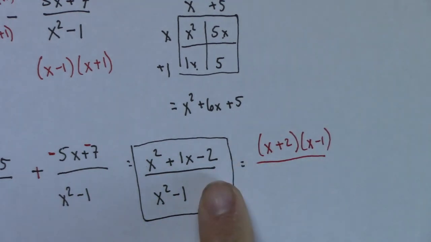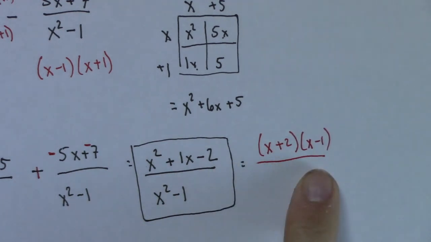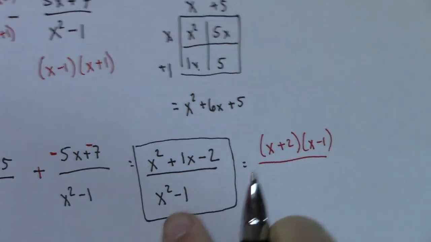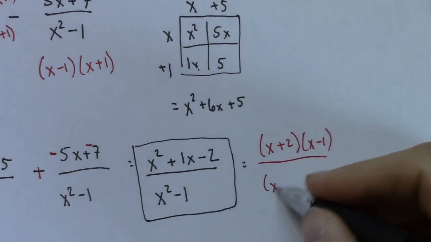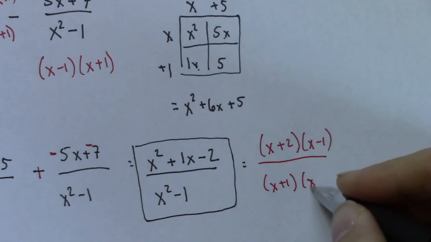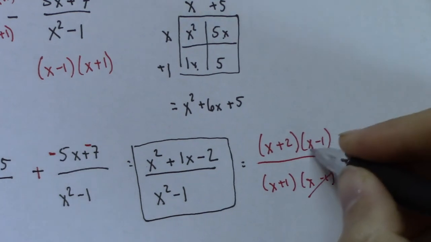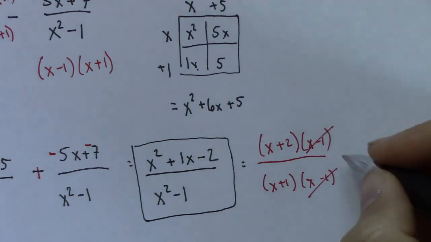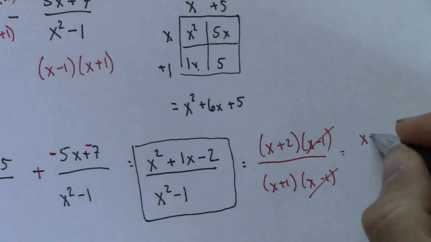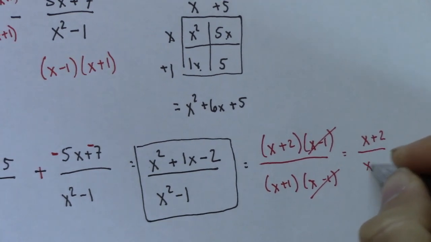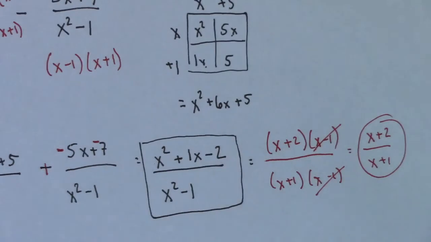2 times negative 1 is negative 2. 2 plus negative 1 is positive 1. We saw that as our difference of squares, (x + 1)(x - 1). Sure enough, those cancel because they're the same. This does have a simplified form, (x + 2) over (x + 1). Cool beans. So both of these did simplify.